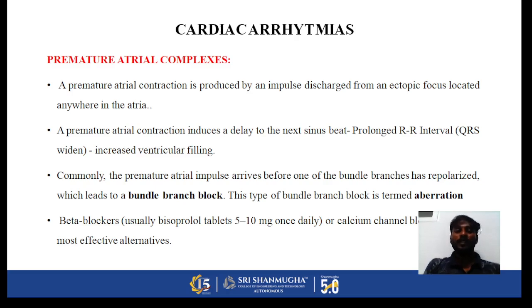Premature atrial complexes are similar to premature ventricular complexes. Premature ventricular complexes occur in the ventricles, whereas premature atrial complexes occur in the atria. The premature atrial contraction is produced by impulses discharged from an ectopic focus located anywhere in the atria. It induces a delay to the next sinus beat, prolongs the R-to-R interval, and increases ventricular filling. Commonly, the premature atrial impulse arrives before one of the bundle branches has repolarized, which leads to bundle branch block. This type of bundle branch block is termed aberration.